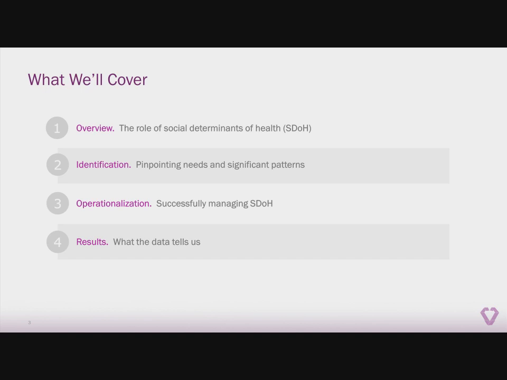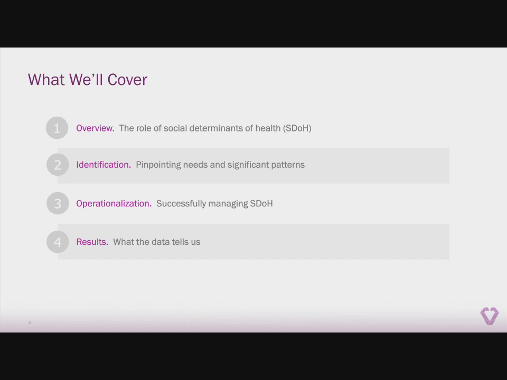First, a quick overview of the role of social determinants of health: why they're so important, and why it's been such a buzz phrase of the last couple of years. Second, how we identify and pinpoint the needs of certain patients, and identify patterns so we can be more predictive of who would need what services. Third, how we create that as part of an operation and make it scalable so that we can fully and successfully manage the social determinants of health. And fourth, how it ties back to results.